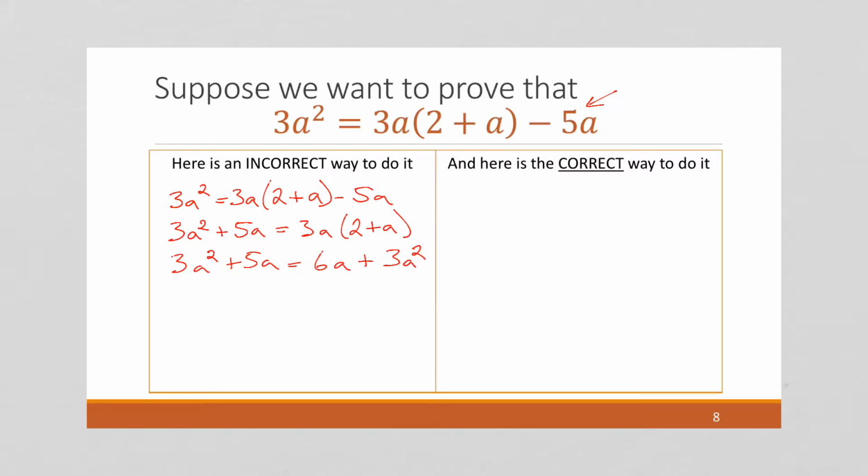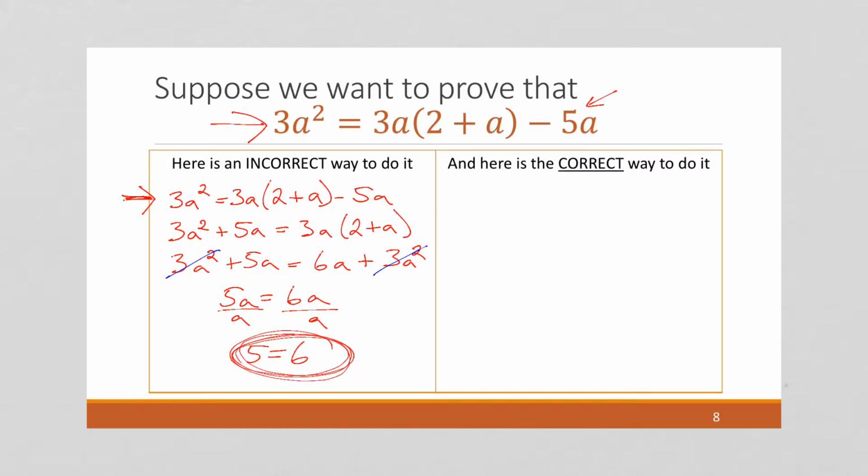What if we get rid of the 3a squared from both sides? We subtract it from both sides. Now we have that 5a equals 6a. If we divide both sides by a, we're going to get 5 equals 6. So we've got some weird stuff going on here, right? So this is what can happen if what you're trying to prove is wrong, but you set it up and assume that it's correct, right? And work from there. You're going to end up with something really, really wonky.